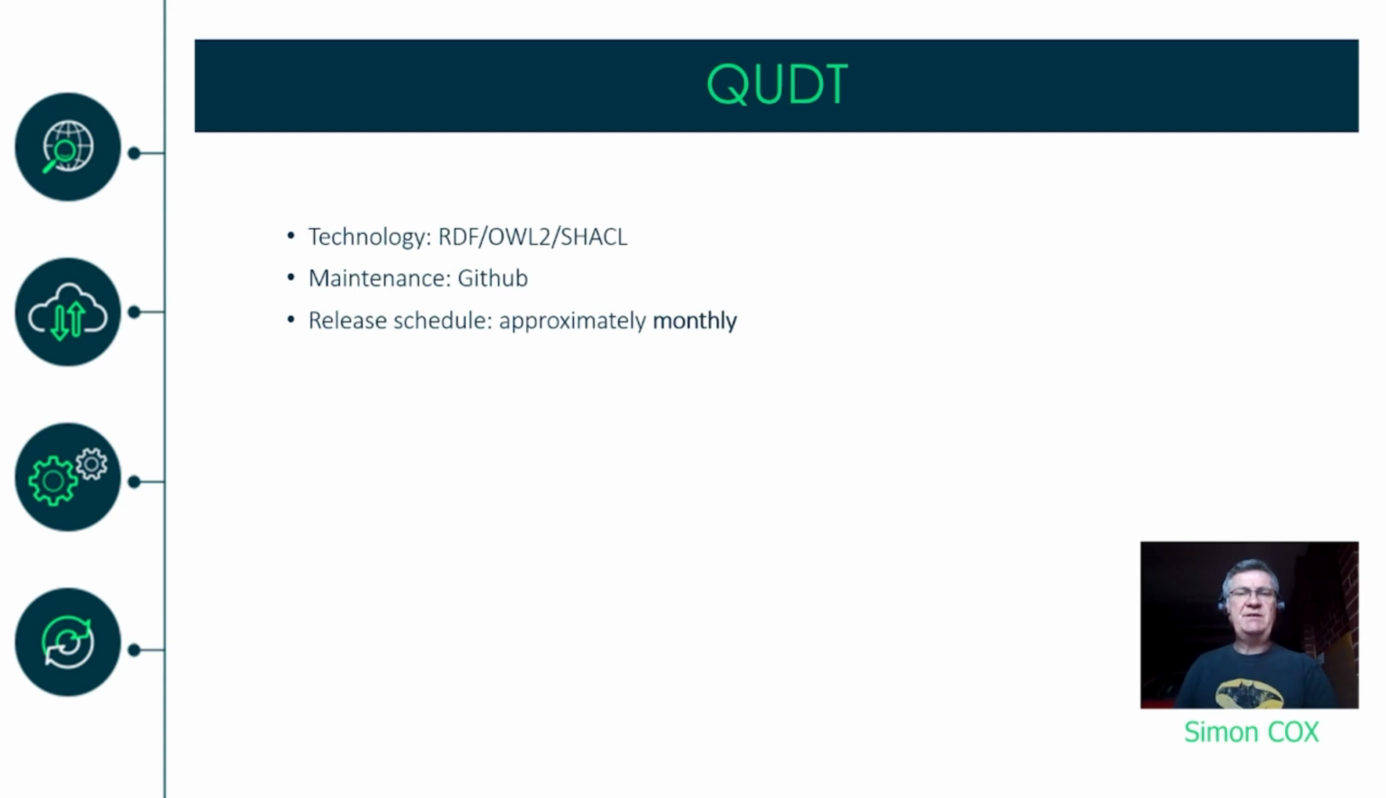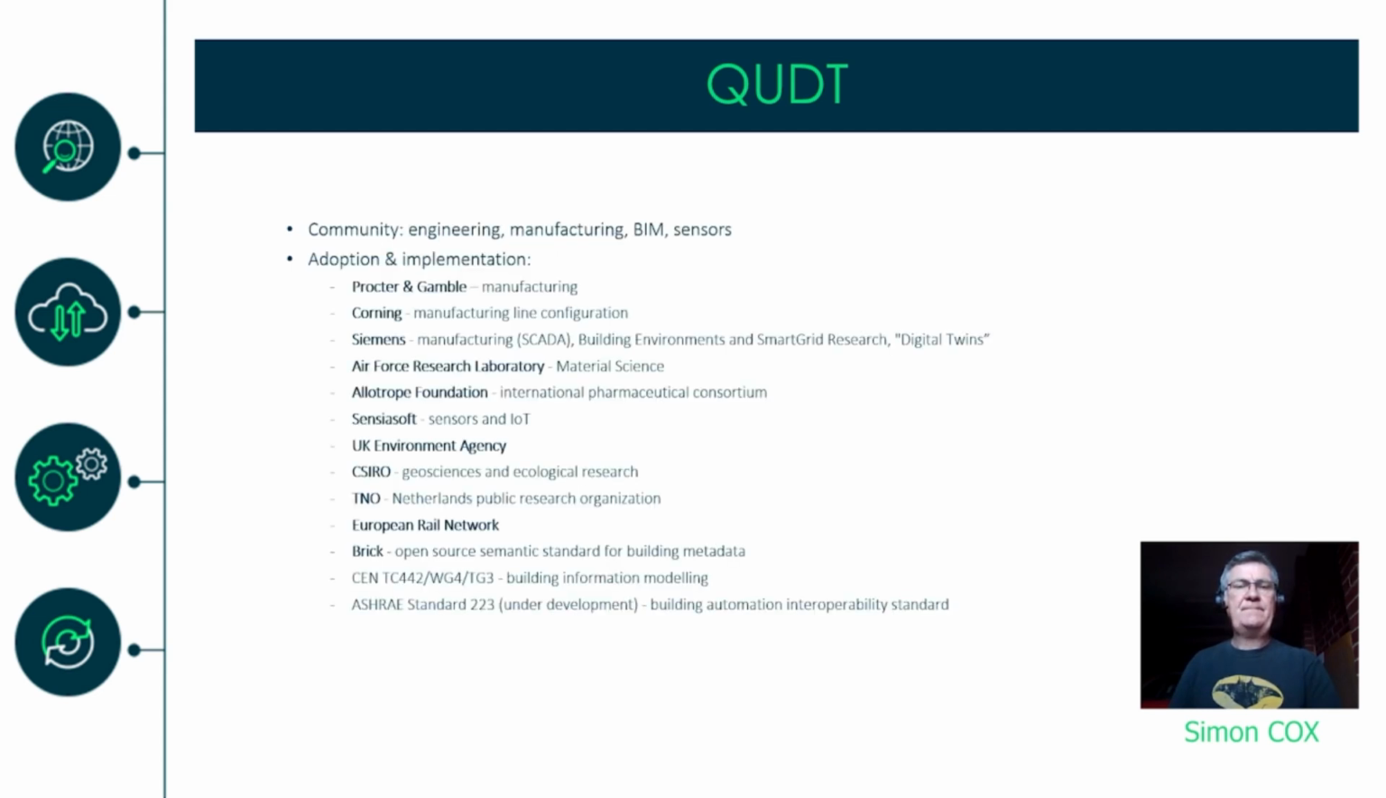QUDT is implemented in OWL2 and also in SHACL. Maintenance is tracked in a public GitHub repository. New releases occur approximately monthly, typically with 1 to 10 new units, plus other fixes. QUDT came from engineering applications and has been adopted in a number of engineering and manufacturing contexts, as well as some science areas.